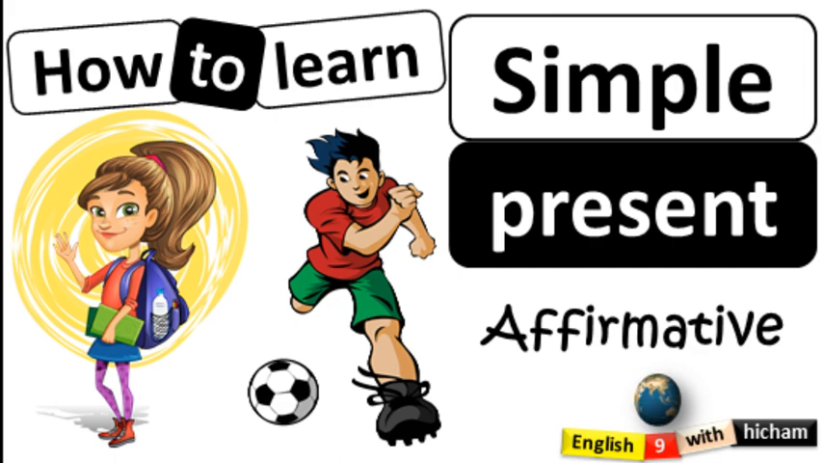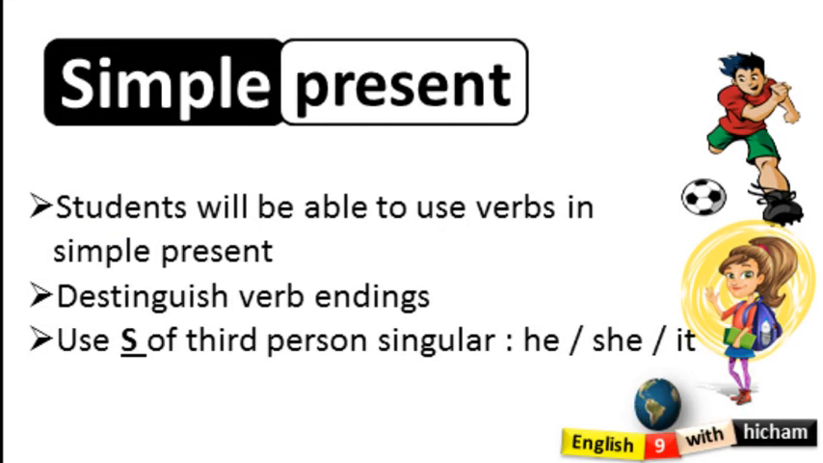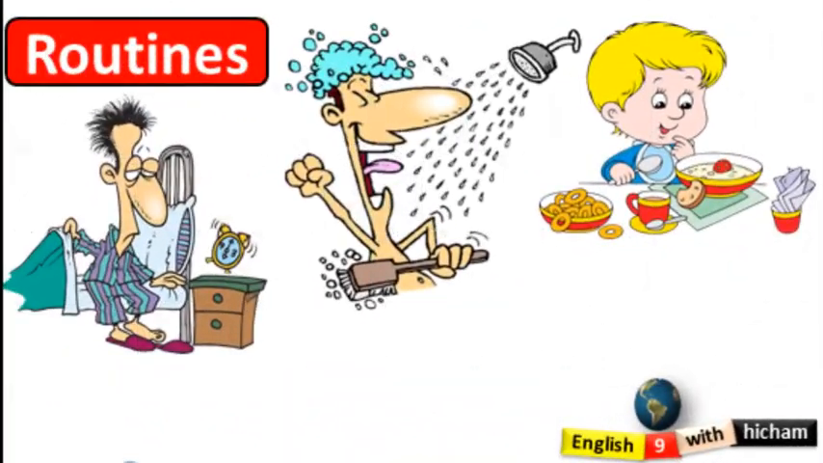Today's lesson is simple present, and today you're going to learn how to use simple present appropriately and systematically. In today's lesson, you will be able to use verbs in simple present. You will also be able to distinguish between verb endings, and of course, you will be able to use s of third person singular for he, she, and it appropriately. So let's jump into our lesson, my friends.